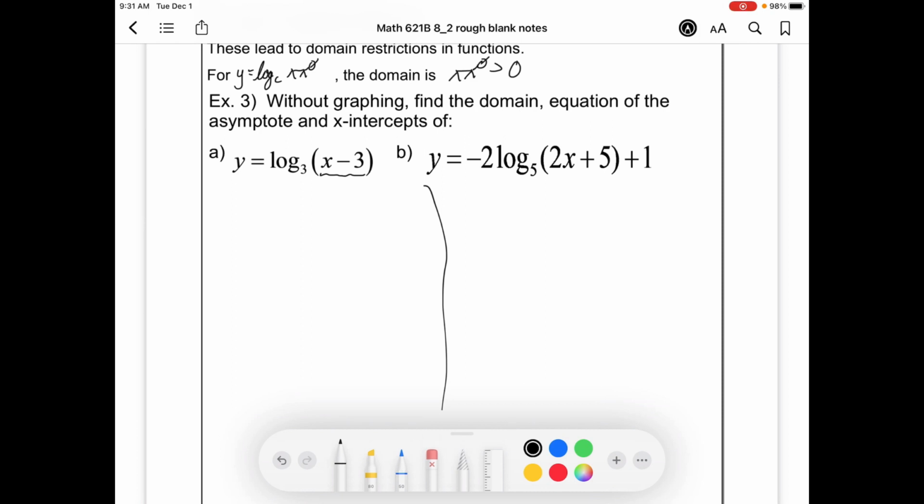Or you might just go ahead and say the domain is going to come from taking whatever we're taking the log of and saying that has to be positive. So x minus 3 has to be positive, which means that x has to be greater than 3. There's our domain. And it's true. If you put in any number bigger than 3, then you'll be able to find the log. So if I put in 4, I'd have log base 3 of (4 minus 3), or 1. That's the thing. The equation of the asymptote. That's just going to be the boundary of the domain.